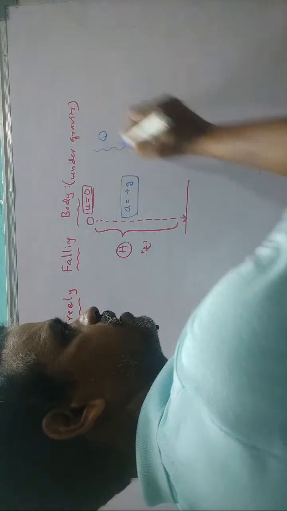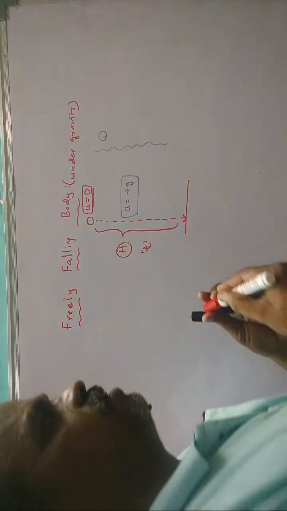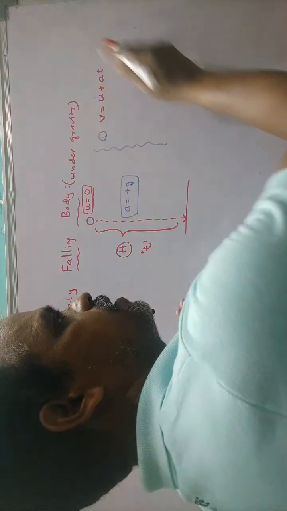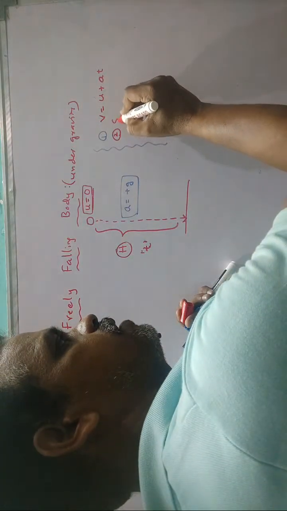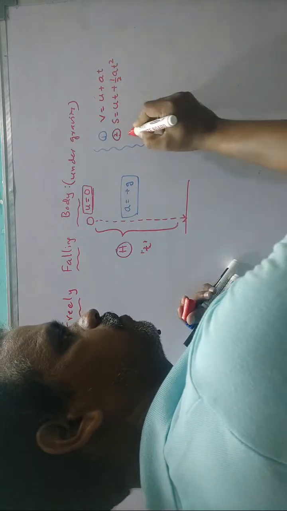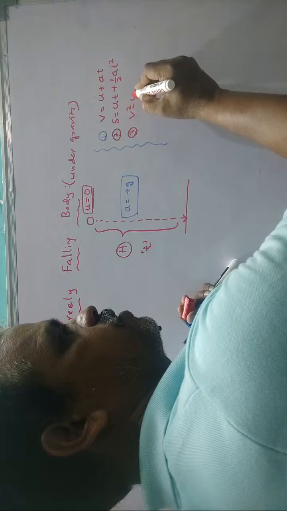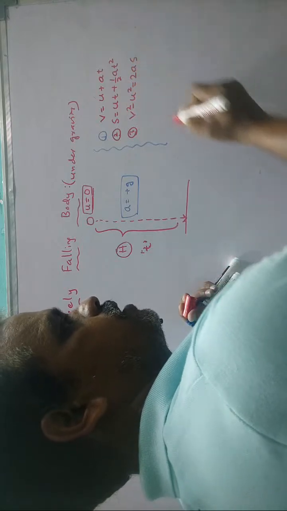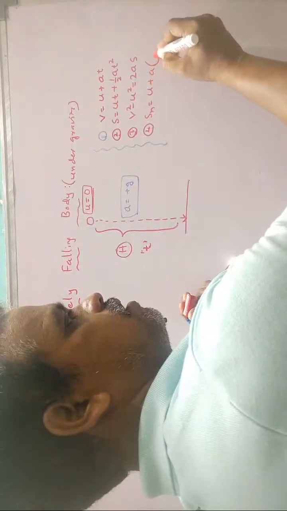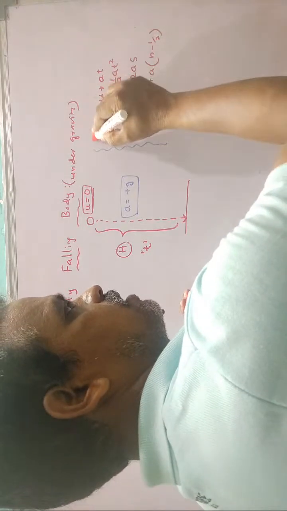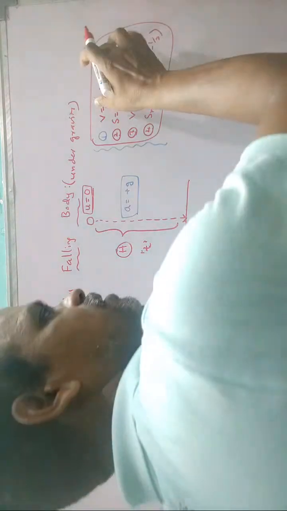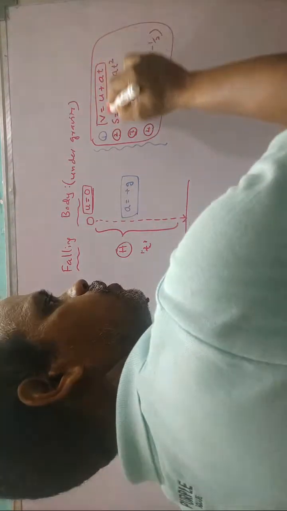First kinematic equation, equation of linear motion, V equal to U plus AT. Second equation, S equal to UT plus half AT square. Third equation, V square minus U square equal to 2AS. Fourth equation, Sn equal to U plus A of n minus half. These are the kinematic equations we have already learnt. So I am applying the first equation to this case.